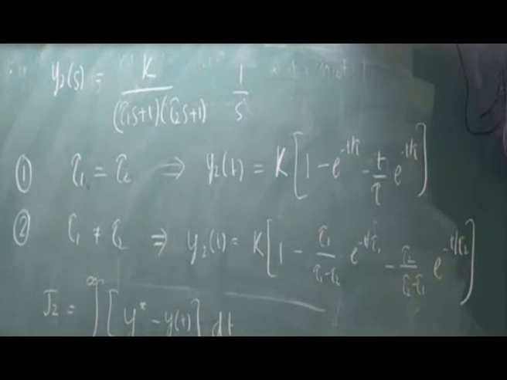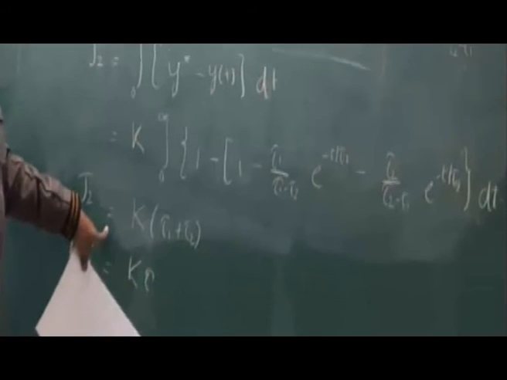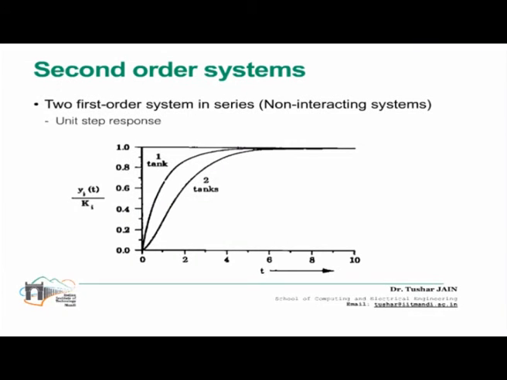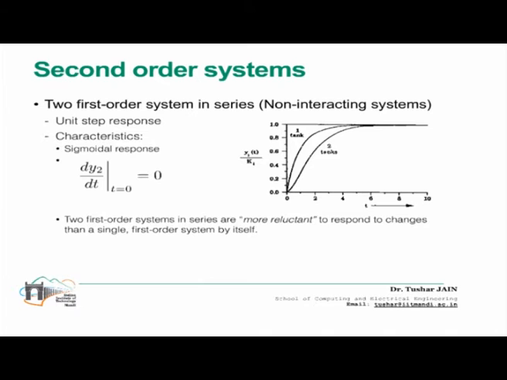So what you notice is that the second order system is more reluctant to respond to a change in the process input. There are some characteristics associated with two first order systems in series, which is basically a non-interacting second order system: you experience a sigmoidal response in this way, and also the derivative at this point, which is at t equal to 0, is 0. We will see how these small things come into play in designing the controller.